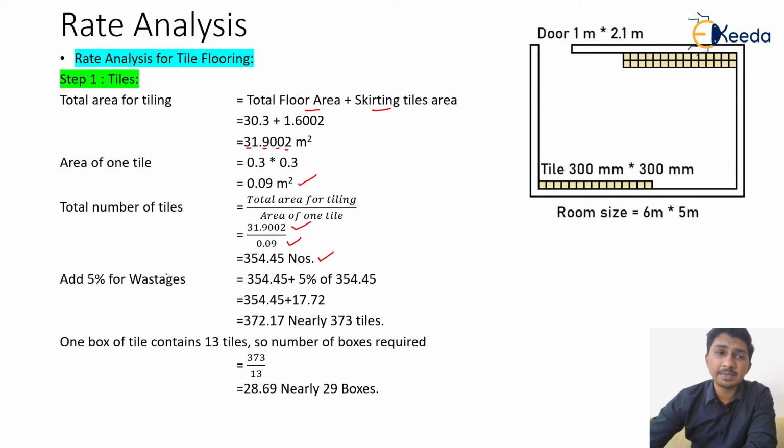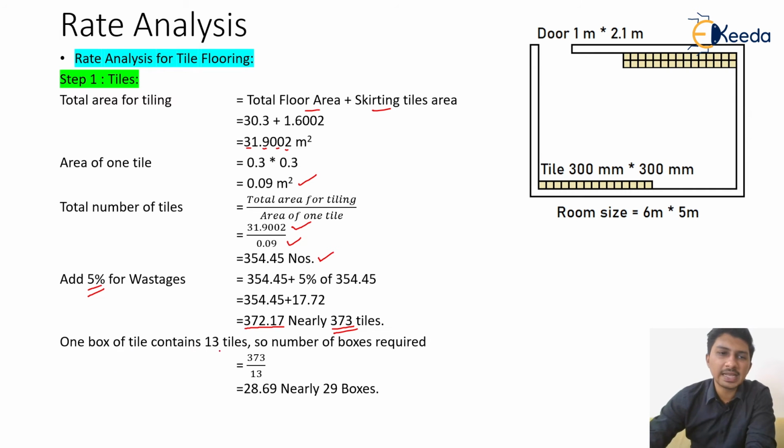We need to add the 5% wastage as the tiles go through cutting, and for the skirting we need to do the cutting of the tile. In that there might be loss, or sometimes some broken tiles have arrived, or they might get broken because of some mishandling. So for that we need to add 5% of wastage. After addition of the wastage, the value comes out to be 372.17. So nearly, let us consider 373 tiles we are going to need.